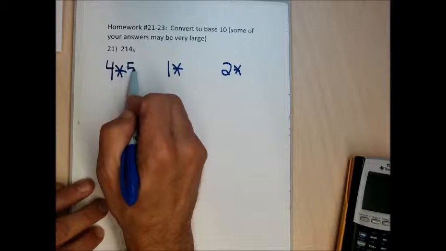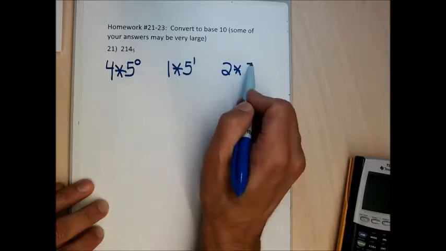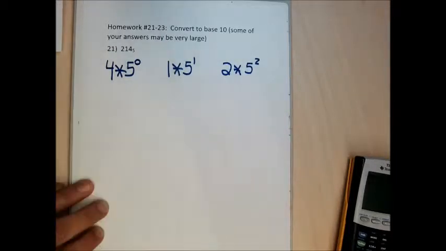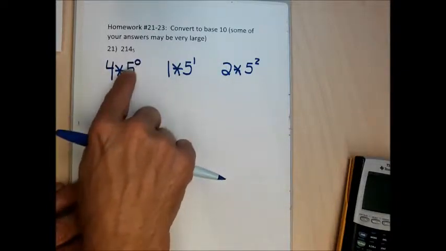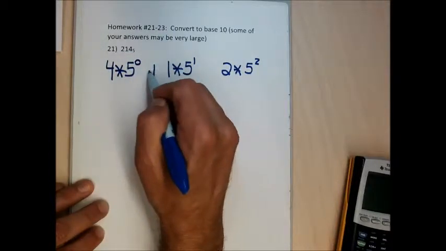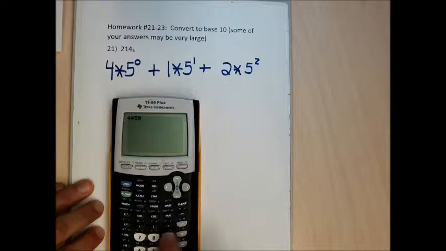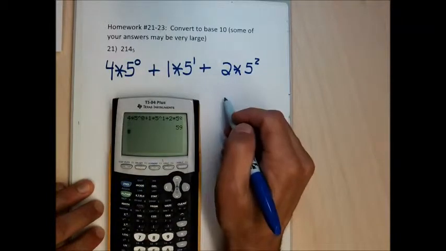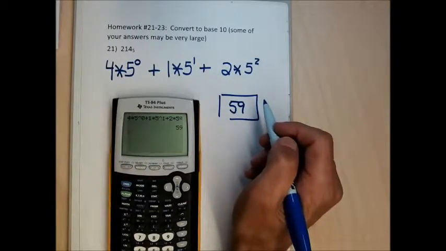And then next to each of the numbers, I multiply by 5 with an exponent. The first 5 I get an exponent of 0, and then I add 1 to the exponents. So I took the 4, the 1, and the 2, wrote it backwards, multiplied each by 5 because the base was 5. I start with an exponent of 0, and for each successive 5, I increment up by 1. And now I'm going to multiply. It's all something I can do in my calculator now. This is 4 times 5 to the 0, plus 1 times 5 to the 1, plus 2 times 5 squared, or 5 to the second power. 214 base 5 is equal to 59 base 10, and that's going to be the whole answer for 21.